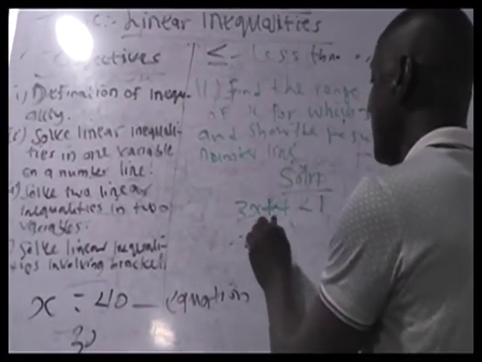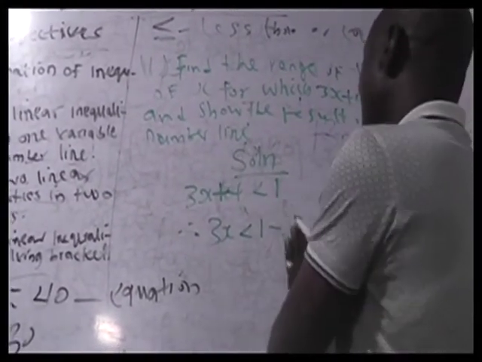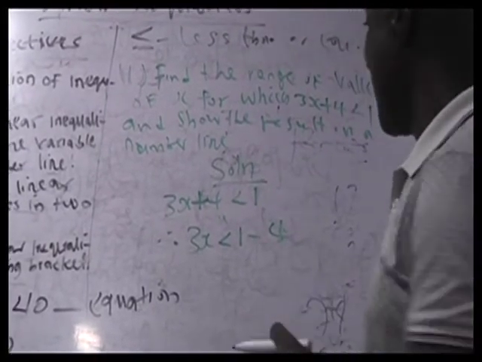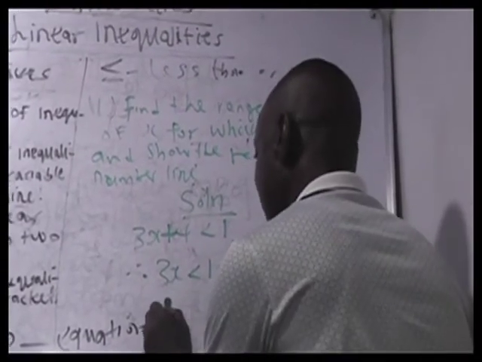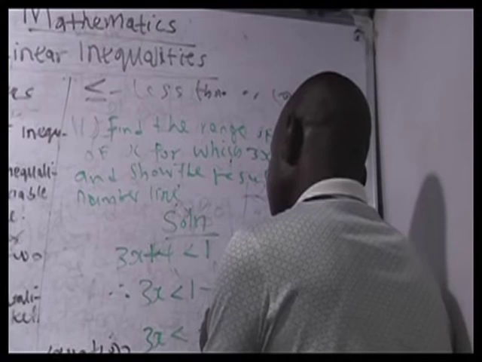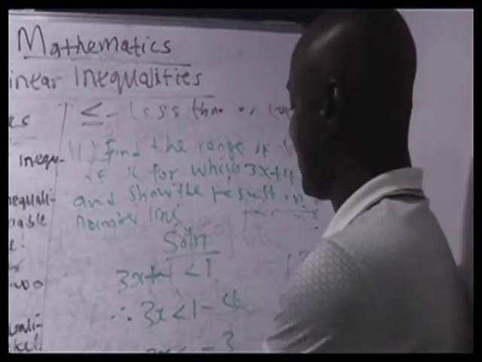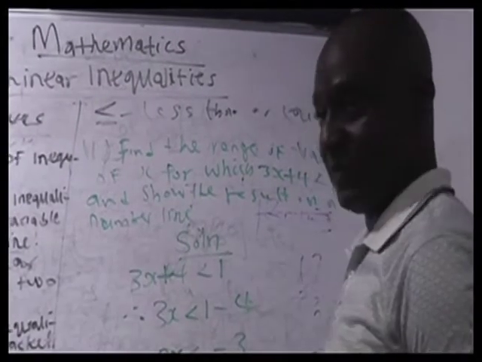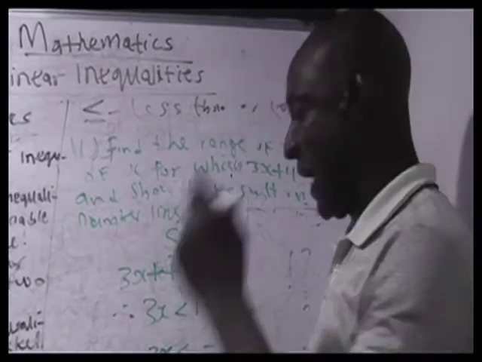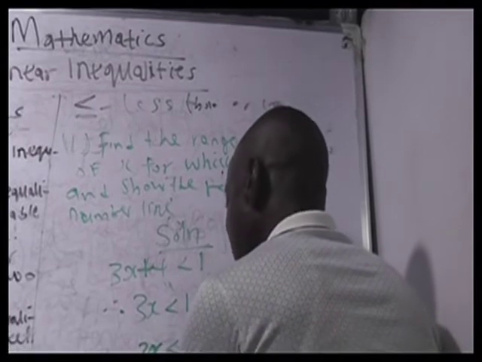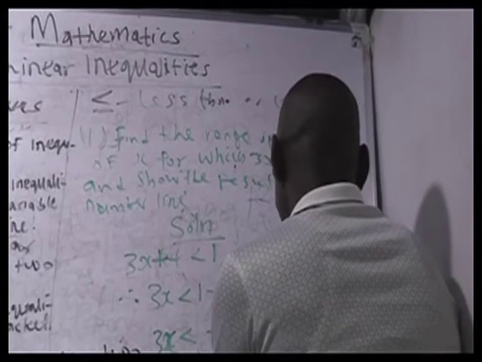Therefore, we are going to have 3x less than 1 minus 4. Then you proceed to have your 3x less than negative 3. Reaching this point now, the problem you are having now is this 3 because you are looking for x. So you divide both sides by 3 to obtain your x.